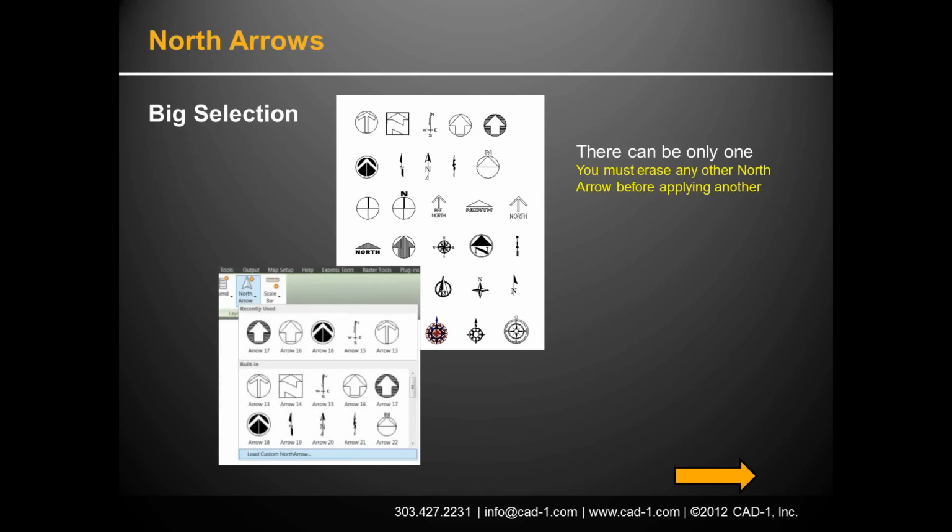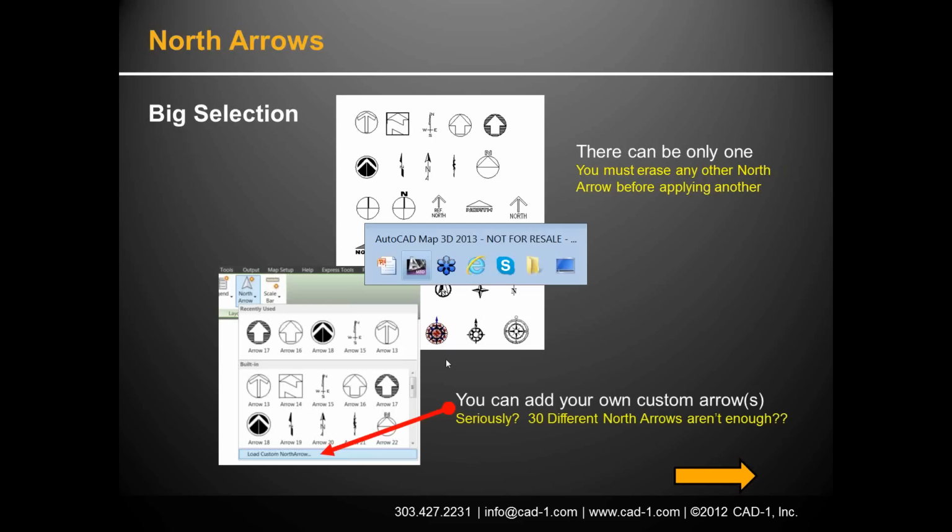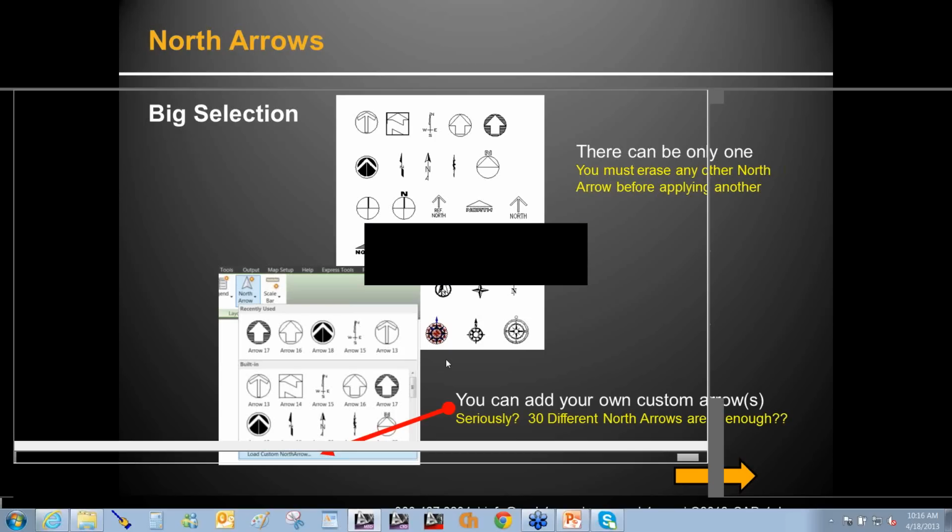However, this feature right here is pretty cool. When you go to apply a north arrow, if you look down there at the bottom of that, you can load your own custom north arrows. So for those of you who built up your own north arrows over the years, don't panic, you can load up your own. So yep, you've got that option right there. But, I mean, really, 30 north arrows? That's a lot.